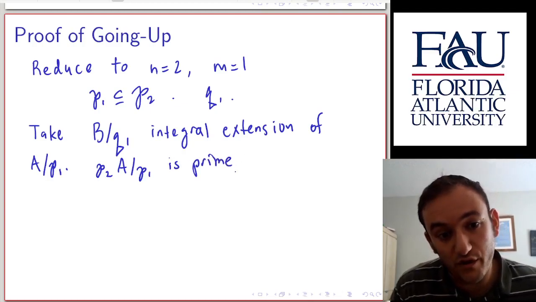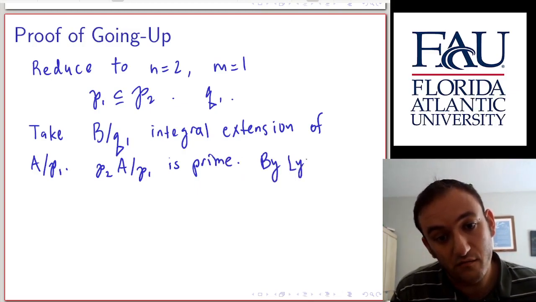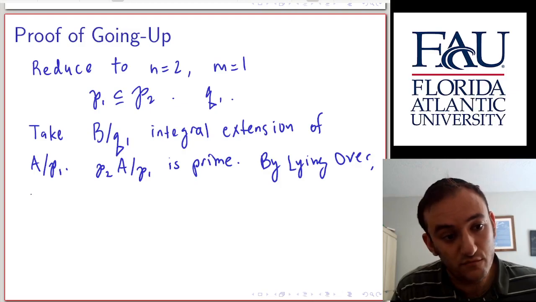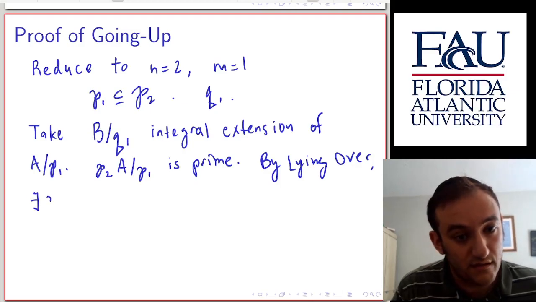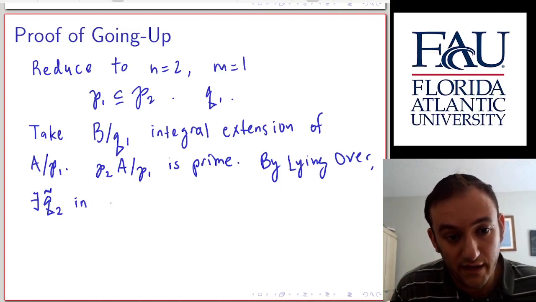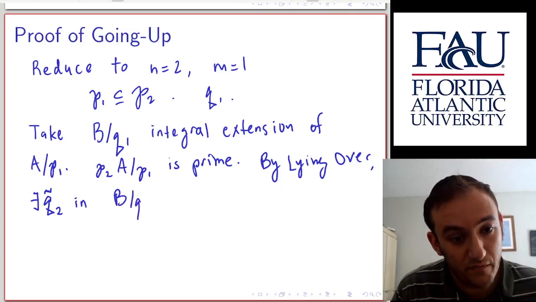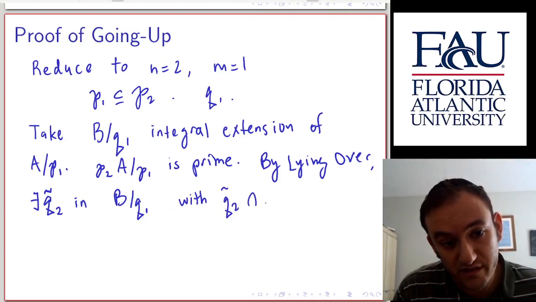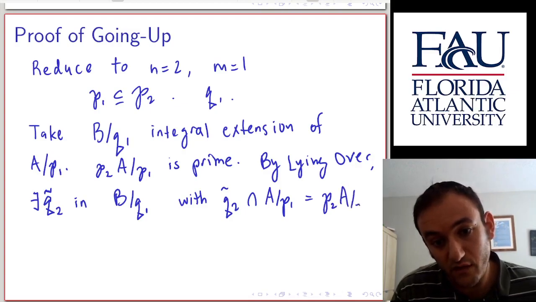And so by lying over, there exists, let's call it Q2 tilde, in B mod Q1, with Q2 tilde intersected with A mod P1 equal to P2 in A mod P1.